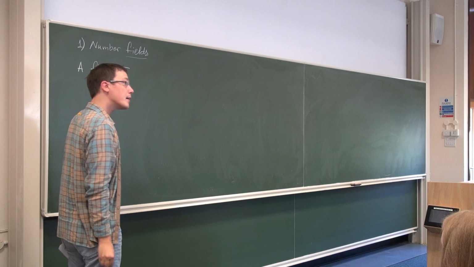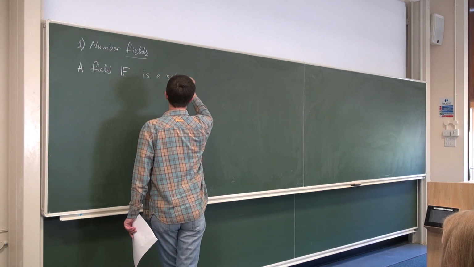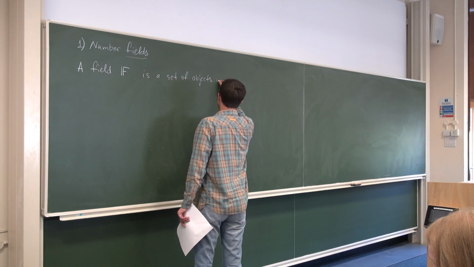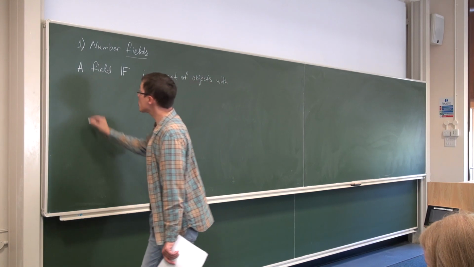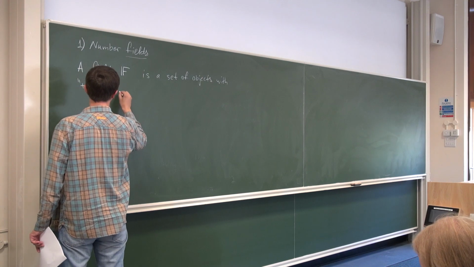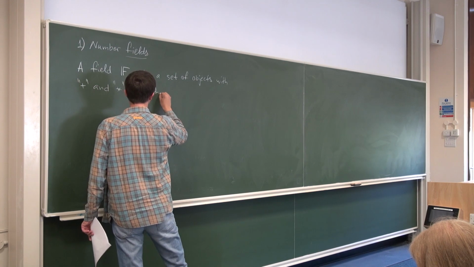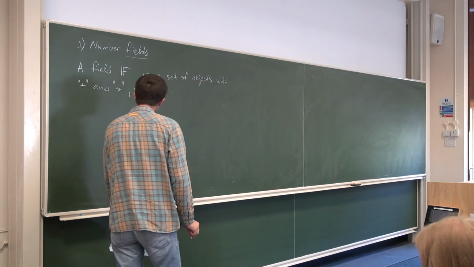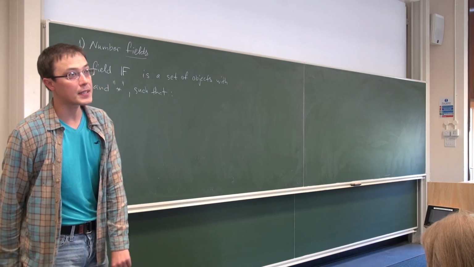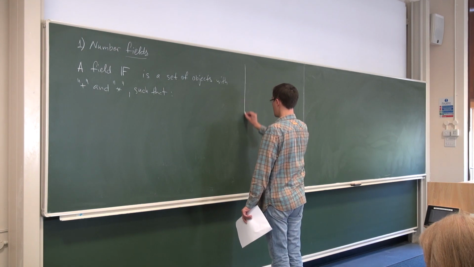And a field F, let's call it F, is a set of objects with an addition operation and a multiplication operation such that. And here I will start introducing some new notation of the kind that you may not have seen at school or you may not have seen in your previous courses. So here we will have notation.